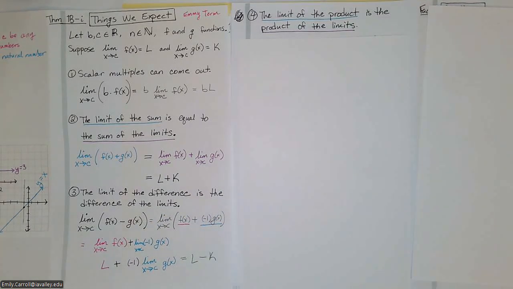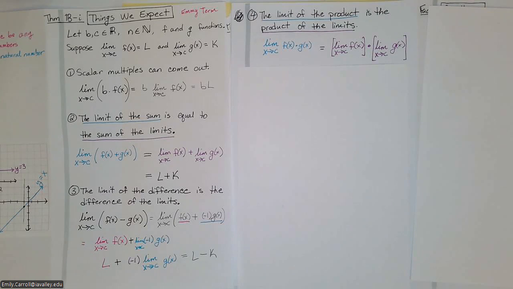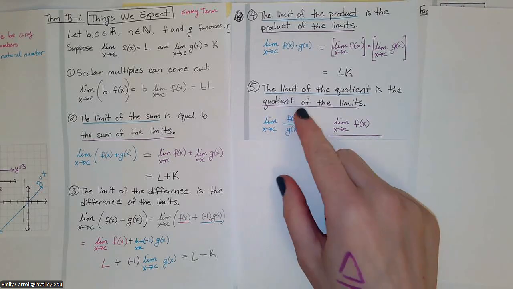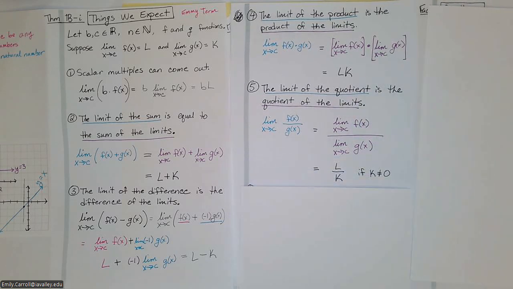It works for products too. The limit of the product is the product of the limits. So limit of the product in blue, product of the limits in purple. So that one is L times K. It's going to work for quotients also. The limit of the quotient is the quotient of the limits. So here's the limit of the quotient, and here is the quotient of the limits. That's going to be L over K. And this works as long as there's no divide by zero issue.